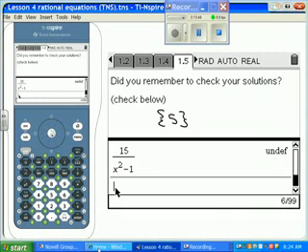Okay. Do you see why it's important that we check? Solutions aren't always going to be appropriate, so you have to make sure that you check so that you're positive that they work. Okay?